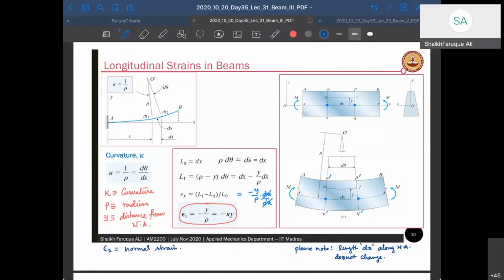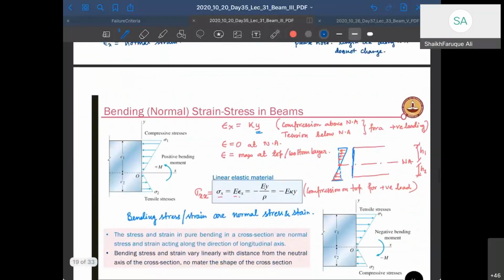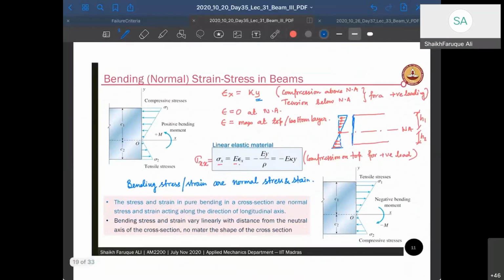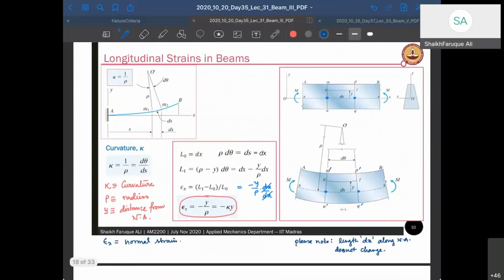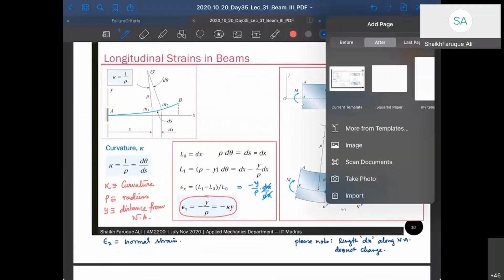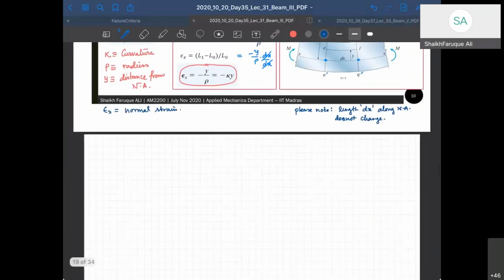Okay, is that understandable? Now, once you know normal strain, you can find normal stress. Okay, so before going there, let's have a small deviation. So we said strain epsilon x is equal to minus kappa y.